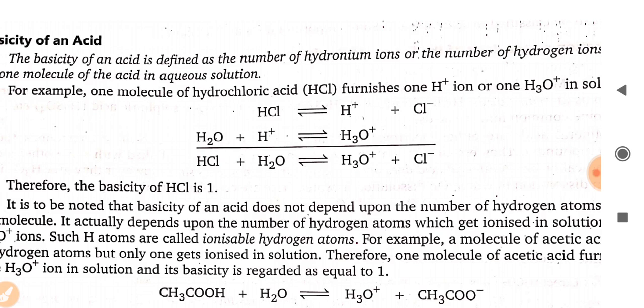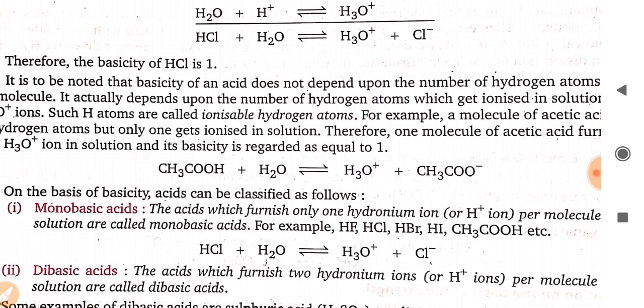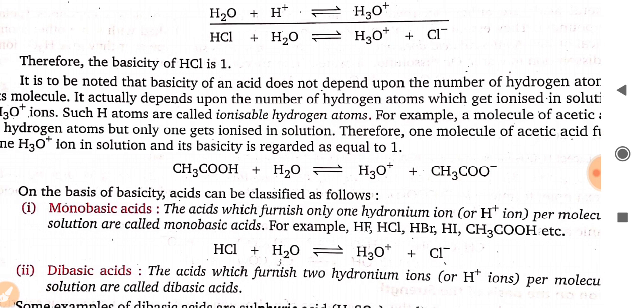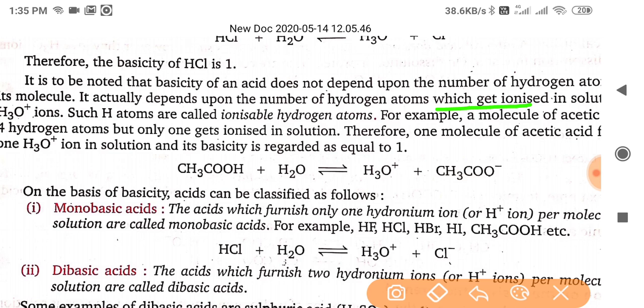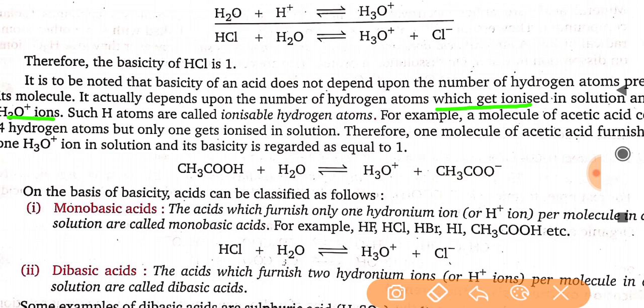You have to understand that it is to be noted that the basicity of an acid does not depend upon the number of hydrogen atoms. As you can see here, in the example of acetic acid, the number of hydrogen atoms is 4, but its basicity is only 1 because it produces only one hydronium ion. It actually depends upon the number of hydrogen atoms which get ionized in solution to H3O plus ion. The number of hydrogen ions which will be converted into hydronium ions actually represents the basicity of an acid. Such H atoms are ionizable hydrogen atoms.